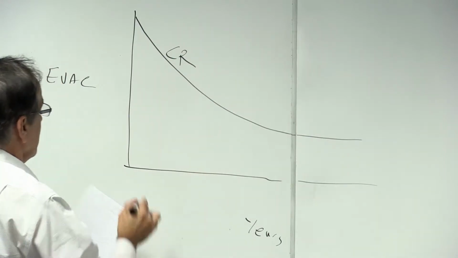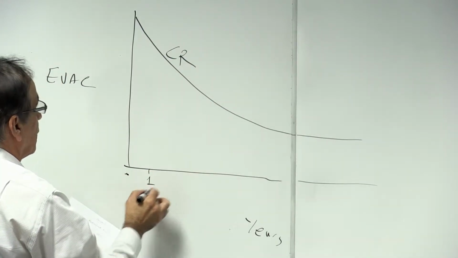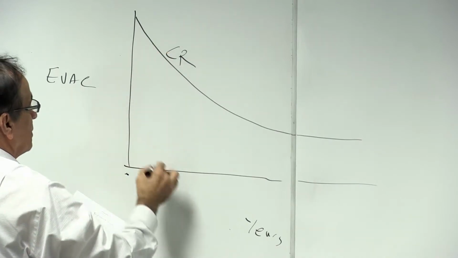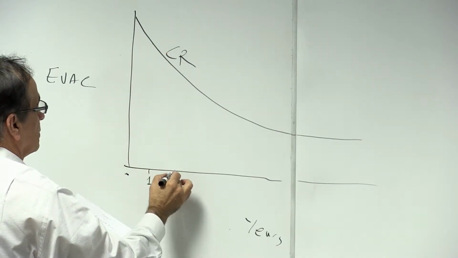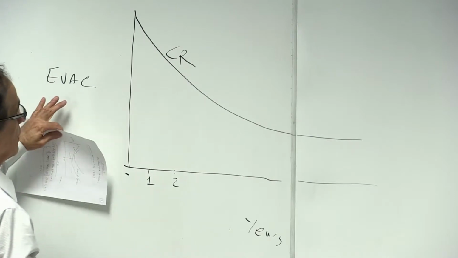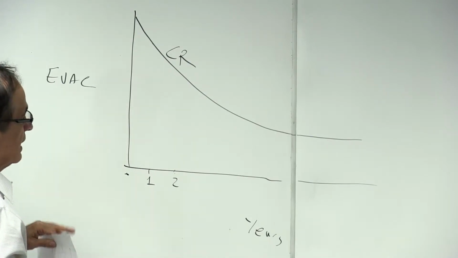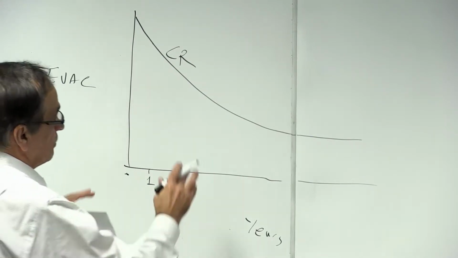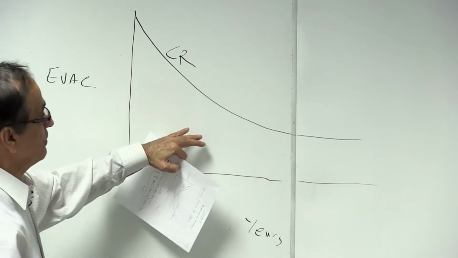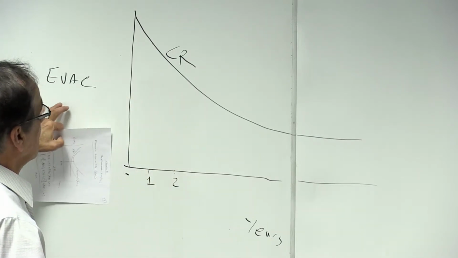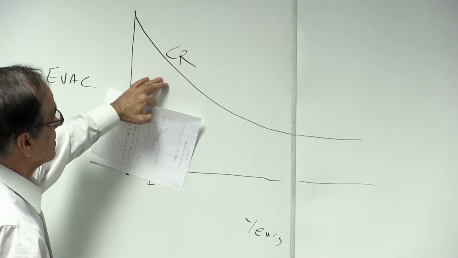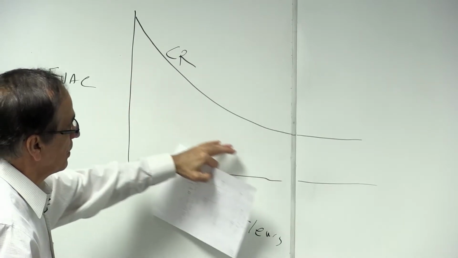So it means if you keep the equipment for 1 year, the cost is going to be this amount. If you keep it for 2 years, it's going to be that amount, and so forth. That's the annual cost associated with this. So it means the longer you keep the equipment, the annual cost associated with the capital recovery is going to get smaller.